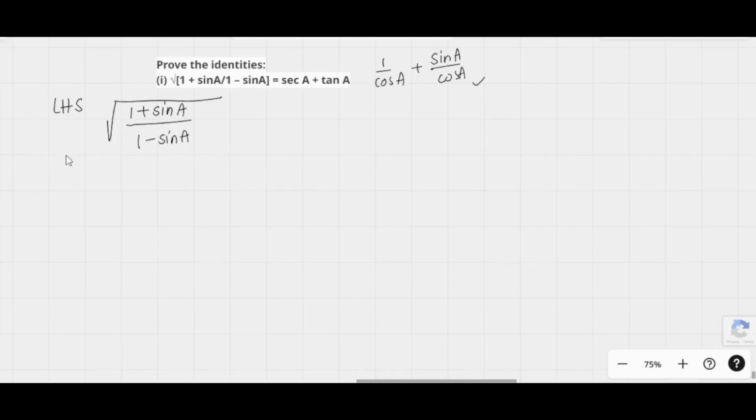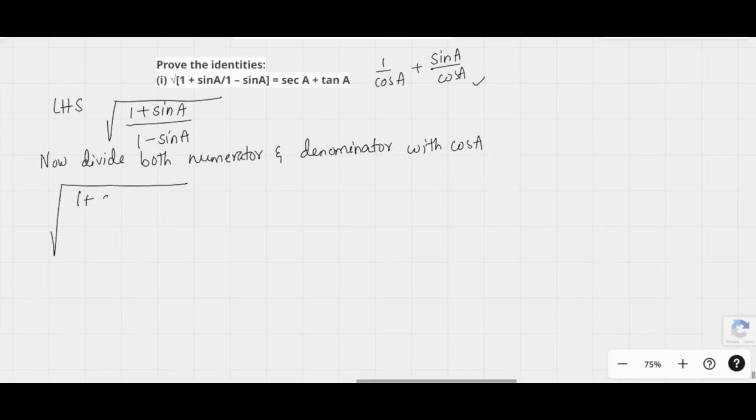So what do I do? I now divide both numerator and denominator with cos A. Okay. Sometimes it is very confusing what to divide, which term I have to divide. So check with your RHS, whichever denominator is there in your right hand side, divide with that. Let us do that now.